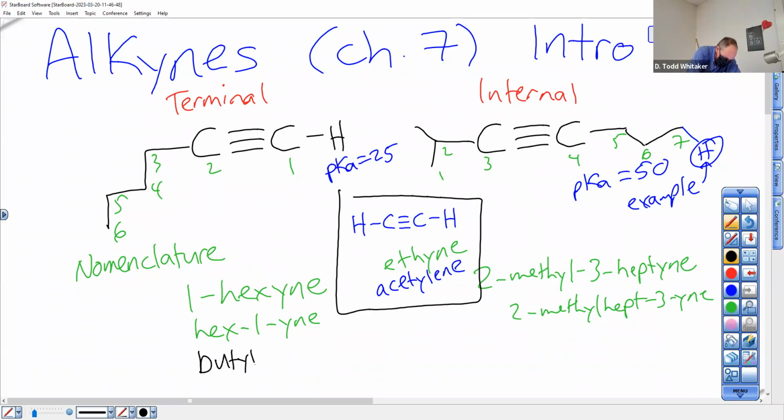Butyl acetylene. Where's the acetylene? Should I recolor it? There's acetylene. What's that group to the left? Butyl. So this is not IUPAC. This is a common name. The 2 previous names are IUPAC, International Union of Pure and Applied Chemists.